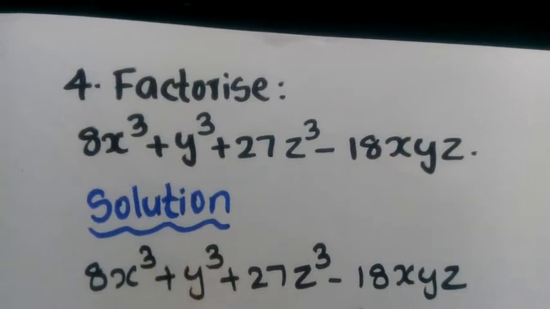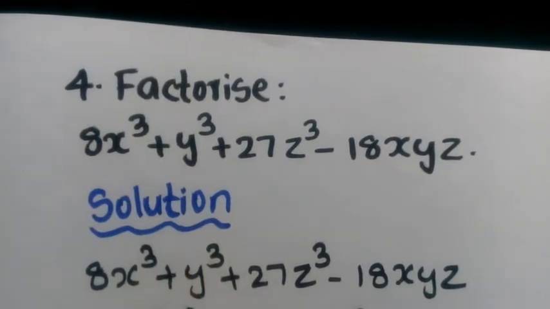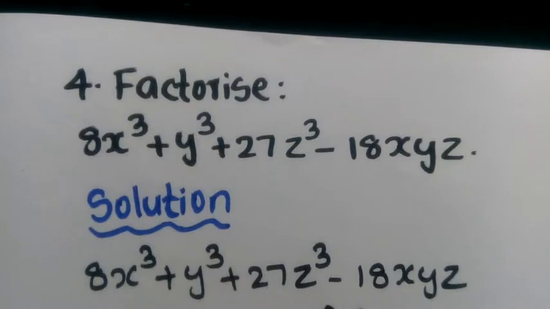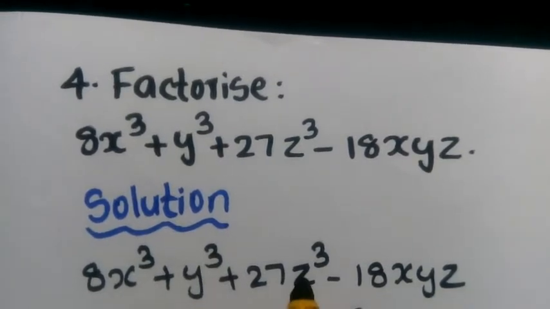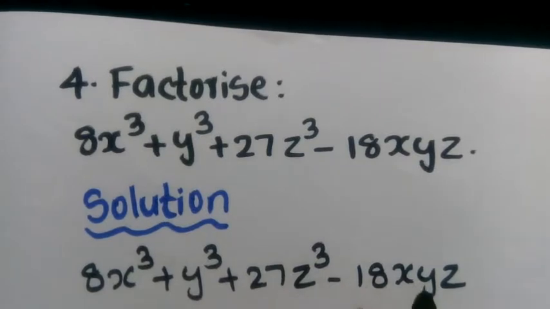Solution, we have the expression 8x cube plus y cube plus 27z cube minus 18xyz. Here we have 3 terms with the power 3 and 1 product term. So the expression is like identity 8. A cube plus b cube plus c cube minus 3abc. So we need a, b and c.